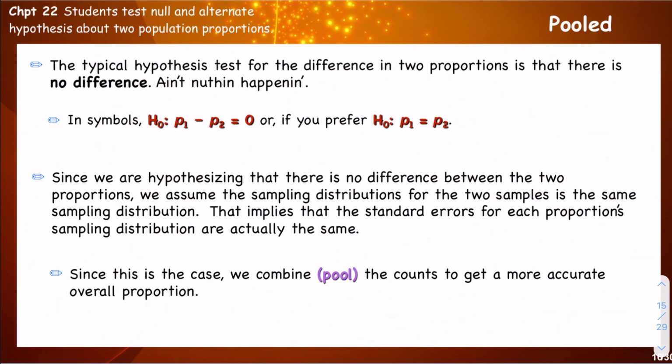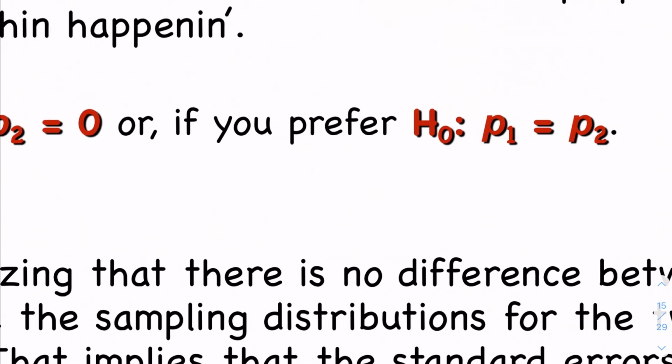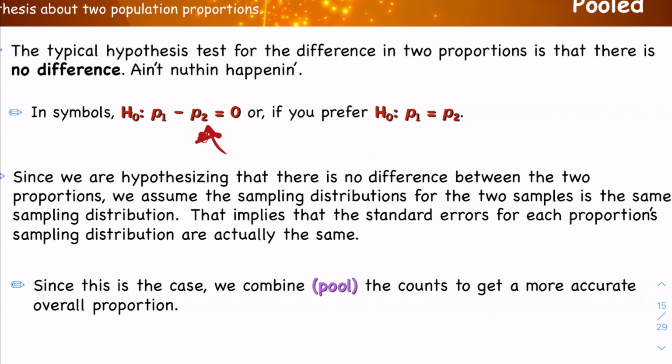Now, what's the flip side of this? And this is the challenge. A typical hypothesis test for the difference in two proportions is that there's no difference. So ain't nothing happening. Well, if there's no difference, then we would say that the null hypothesis for the difference in the two things is 0. Or if you prefer, that they're equal. I prefer writing it this way, as in there's no difference. It's far easier to calculate.